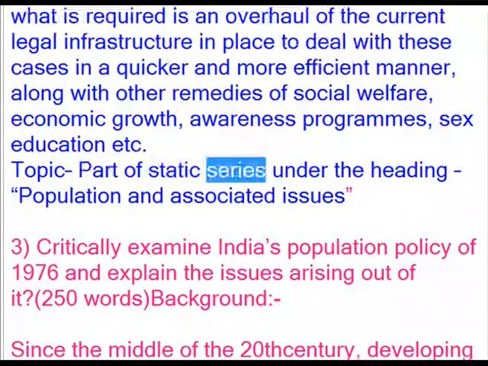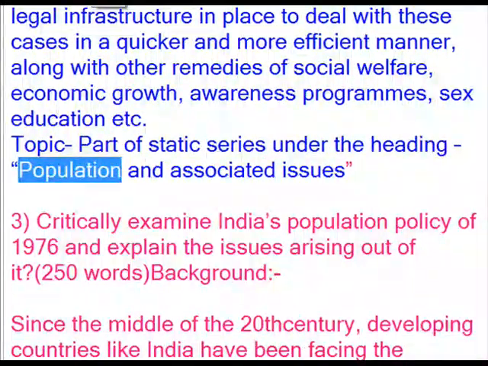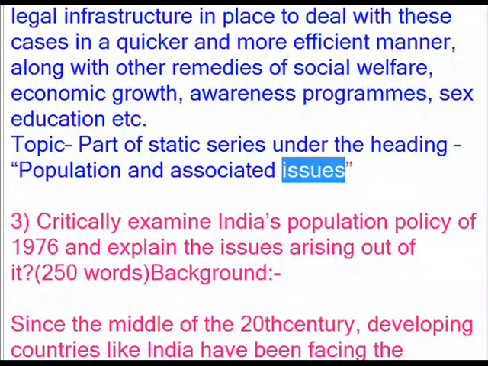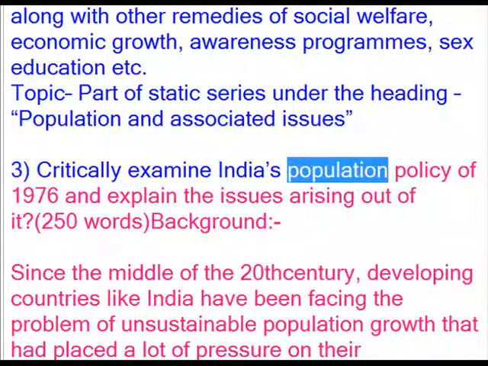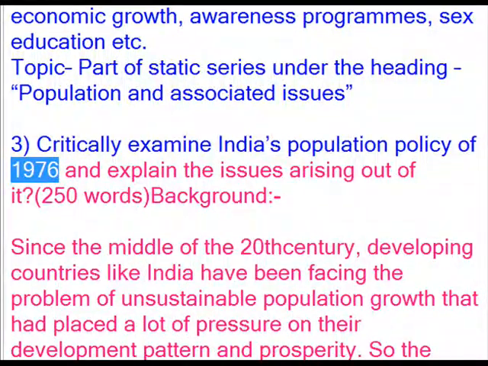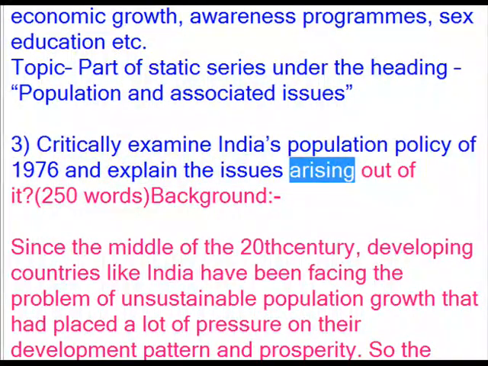Topic: Part of the Static series under the heading Population and Associated Issues. Question 3: Critically examine India's population policy of 1976 and explain the issues arising out of it.